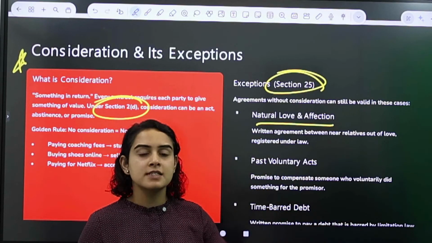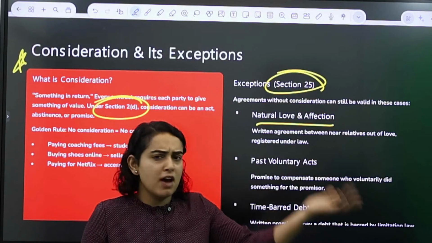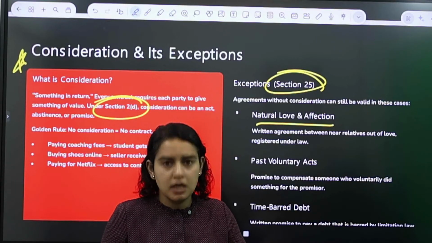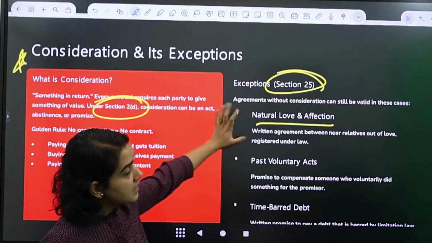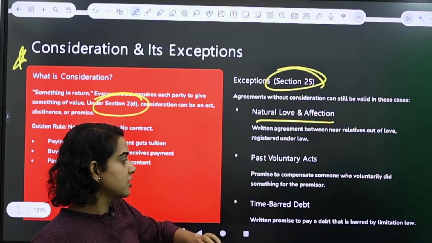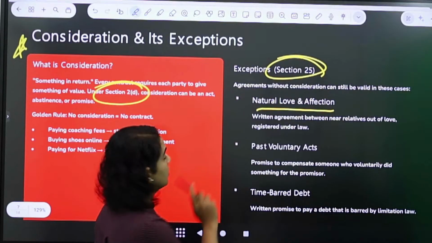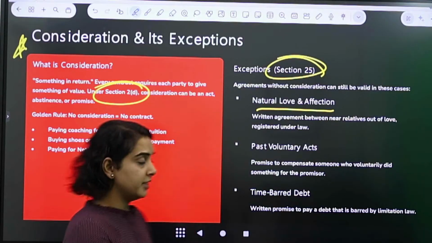So in this case, I am getting the house, right? The consideration for me is the house, but my father probably will not get anything in return. So there is no consideration for him. But still, this is a valid contract because it is arising out of natural love and affection. It's a gift deed.